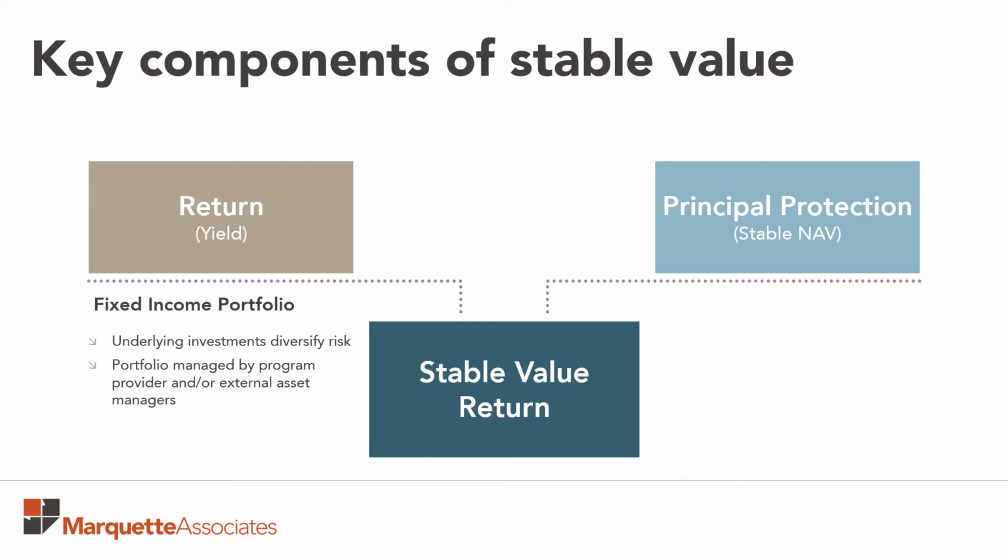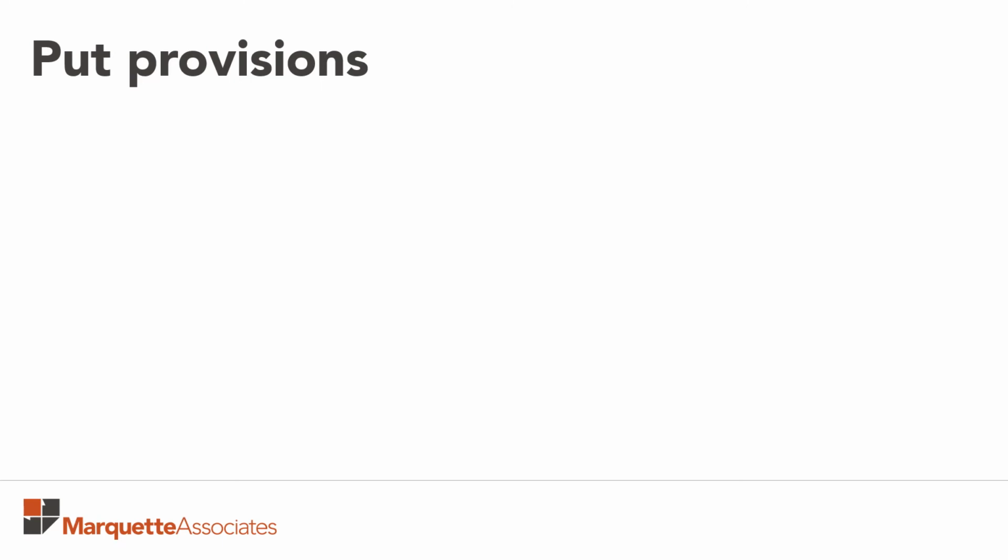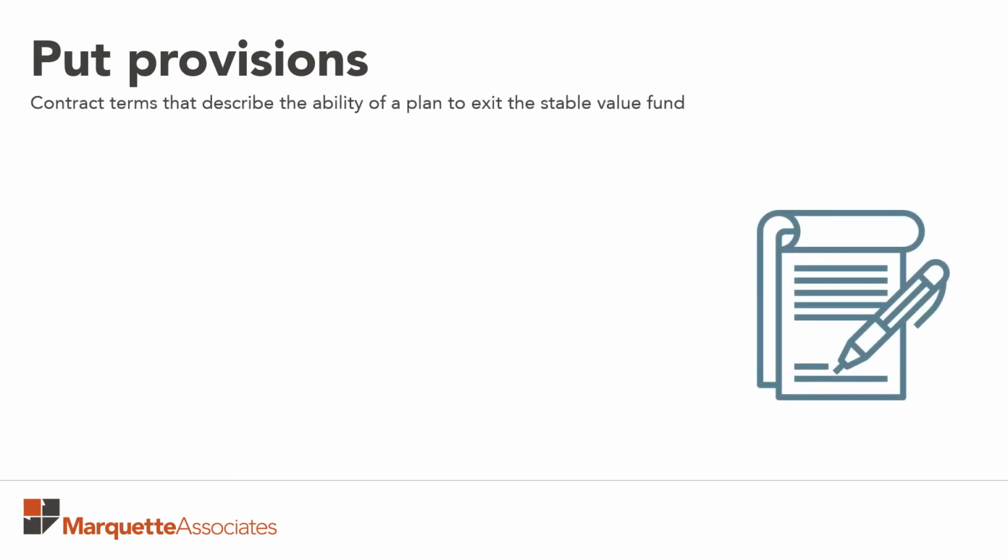To keep principal from market value fluctuation, wrap contracts provided by insurance companies and banks help preserve principal and provide a stable return pattern. However, providers retain a unique 12, 24, or even 36-month put provision. As plan sponsor, if you've ever decided to replace or terminate a stable value manager, chances are your stable value fund is subject to put provisions.